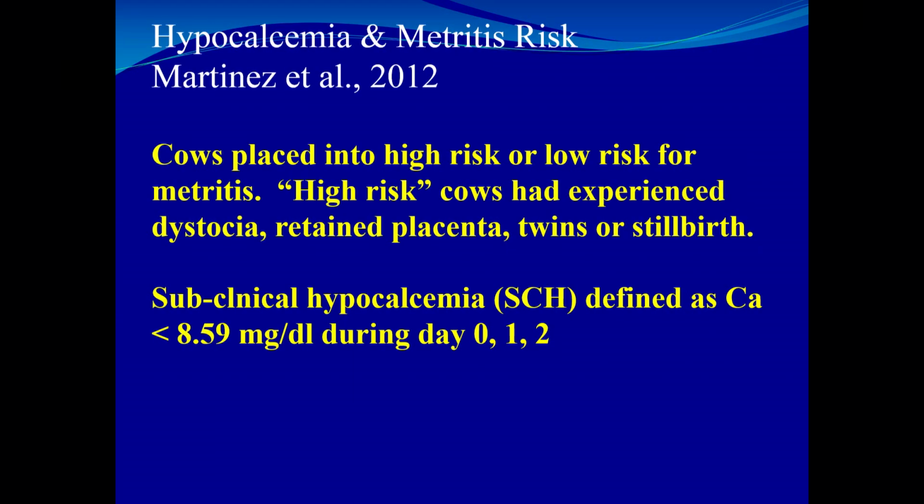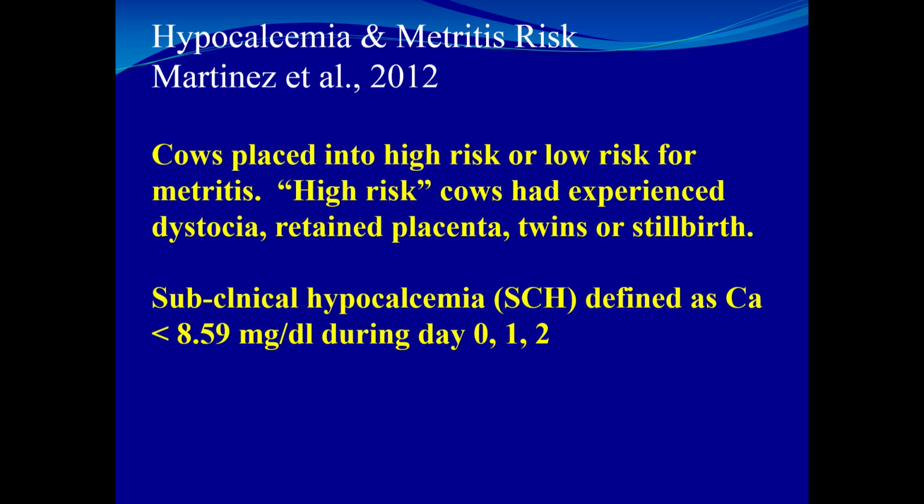This is another study that came out of the University of Florida, and this looked at the effect of hypocalcemia on metritis and risk for metritis. And this is an interesting study in that they placed cows into 2 categories, a high-risk category or a low-risk category for metritis. High-risk cows had had some disease like a dystocia, twins, stillbirth, retained placenta, all the things that we were taught in veterinary school that are going to predict that this cow is going to have metritis. Low-risk cows had none of those diseases.